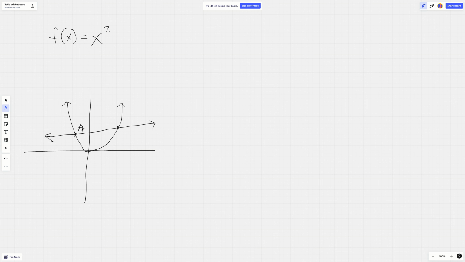Where A is the x coordinate. In fact, I'm just going to call this x, so I think it's a little bit easier. Say x. And I'll say this is actually x plus h. Now, this may look a little bit confusing at first. What is x plus h? What does it really have to do here?